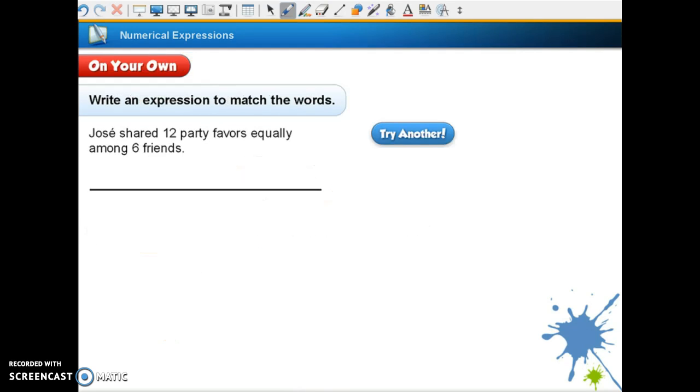All right. This is number 7 on page 45 on your own. It says, write an expression to match the words. Jose shared 12 party favors equally among 6 friends. First of all, let's talk about what operations are we going to do. He shared them equally. We are going to divide. What is going to be our dividend? What are we dividing? What number? 12. And we're dividing that by 6. And we're done. We don't have to solve it even. You just get to be done.